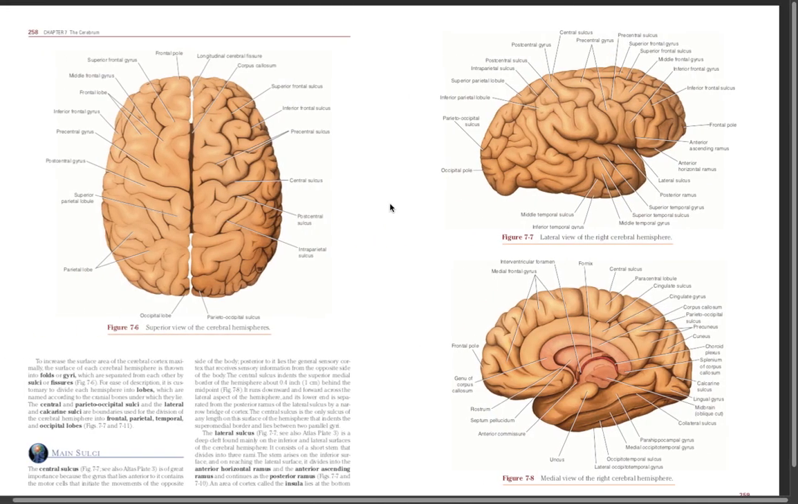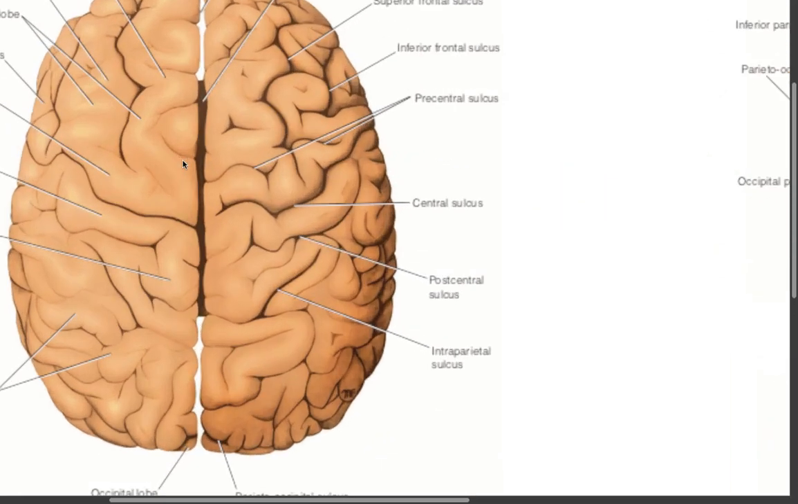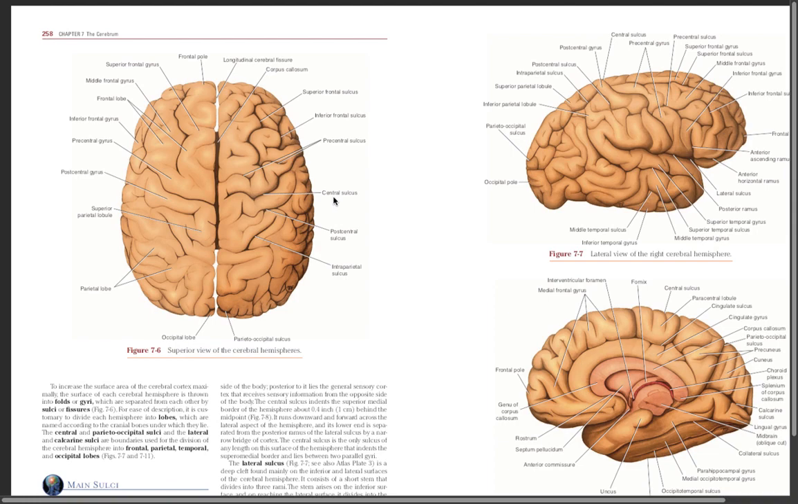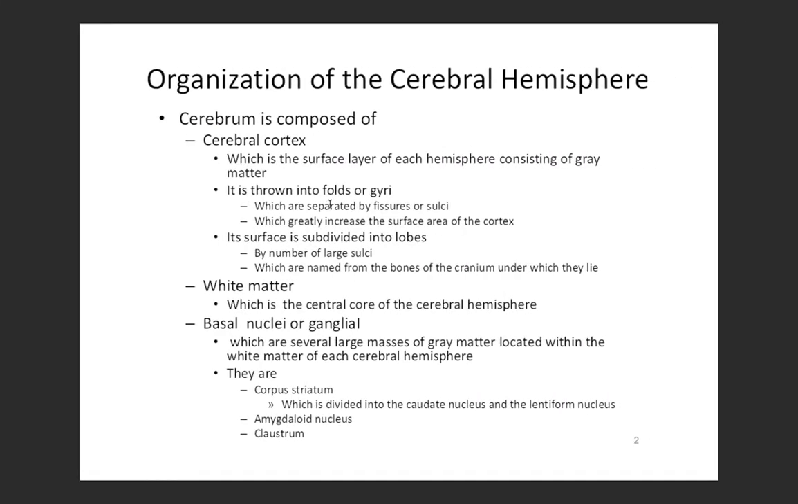When I look at this picture and see these projections, these up and down waves, those are gyri, and they are separated by lines called fissures and sulcus, or sulci for a group of them. So these folds or gyri are separated by fissures or sulci, and their main function is to greatly increase the surface area of the cortex.